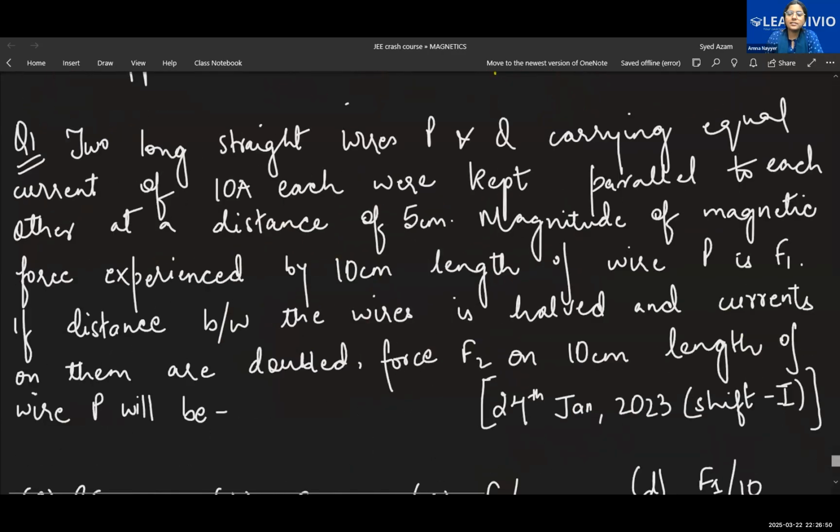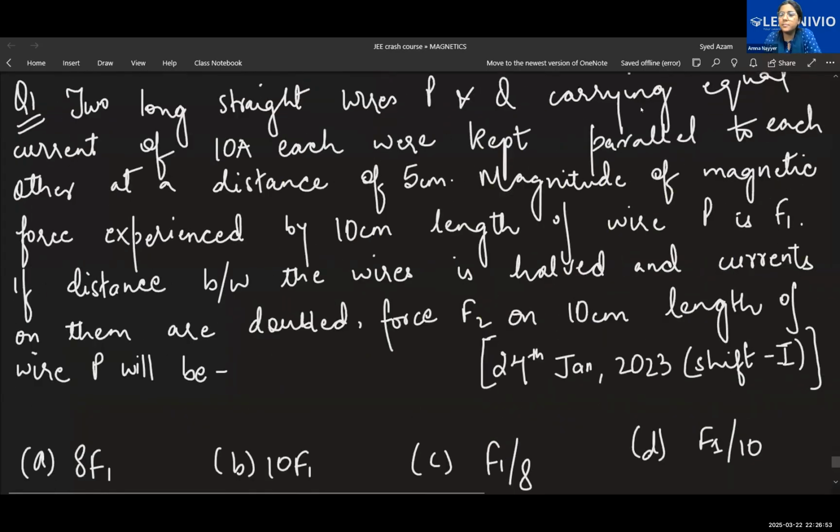This says two long straight wires P and Q carry equal current of 10 amperes. So now the current is also the same in this question. This is a question from 24th Jan 2023, shift 1's JEE Mains paper, and these kinds of questions have come in the advanced papers too. Two wires, P and Q, have the same amount of current. They are kept parallel to each other, and the separation between the two wires is 5 centimeters.